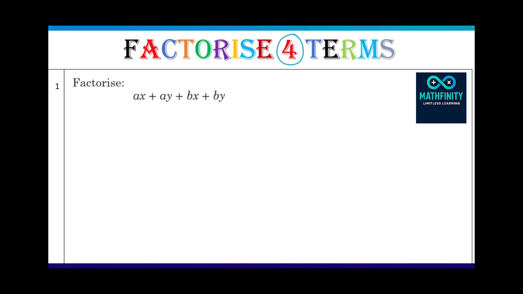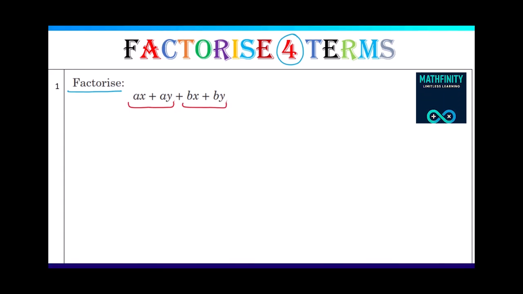Let us start. Question number one, factorize, and they give us four terms: one, two, three, and four. There are four terms, and we have to factorize. The first step is you have to form pairs. You have to form groups. From the first two terms, you can form one group, and from the other two terms, you can form another group.